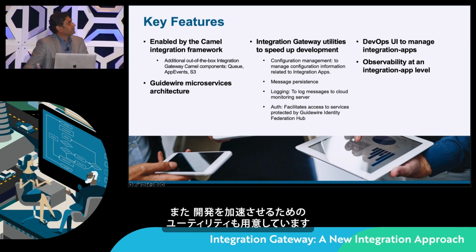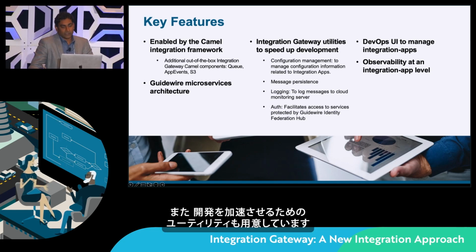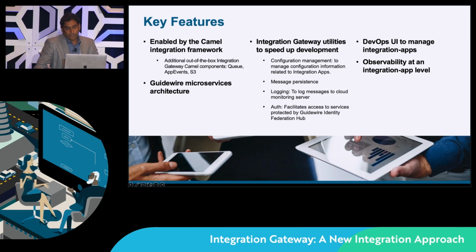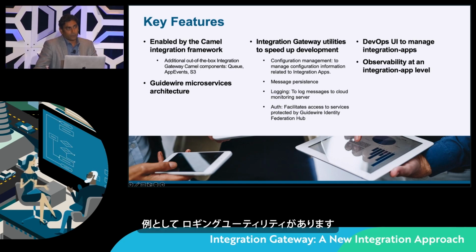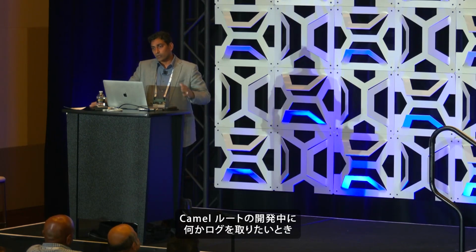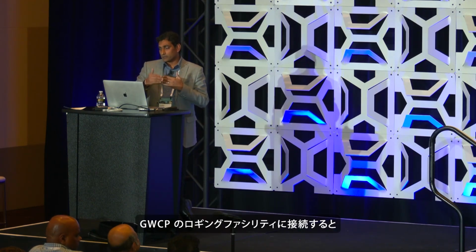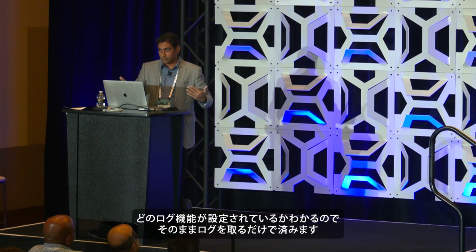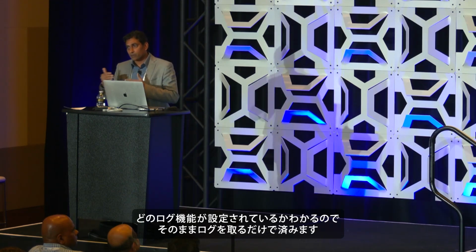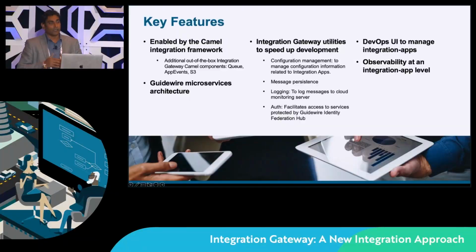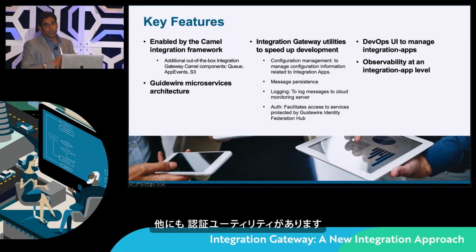We also have some utilities to help speed up development. As an example, we have a logger, a logging utility. When you're working in a Camel route and want to log something, we can connect that to the Guidewire GWCP logging facility. We make it easier: when you log, we know what logging facility is configured, so we can just go log it, right? These are the kind of utilities. For example, authentication.